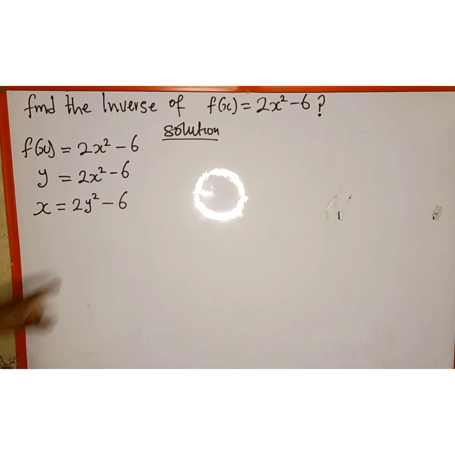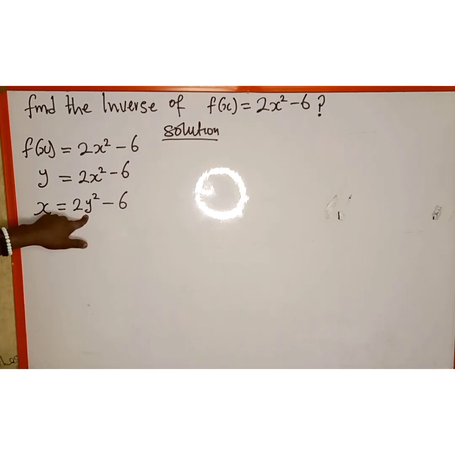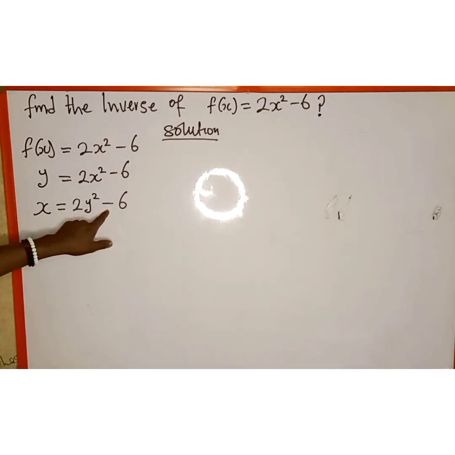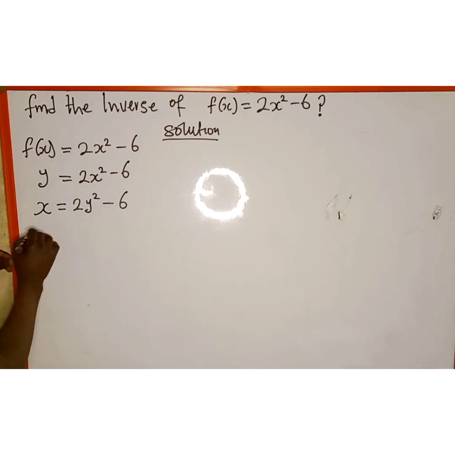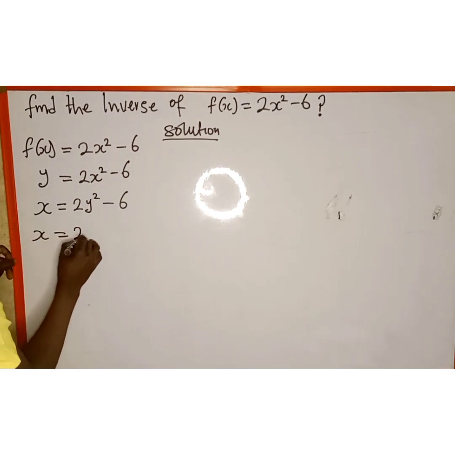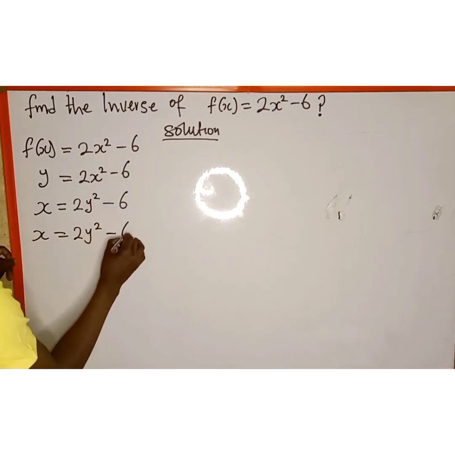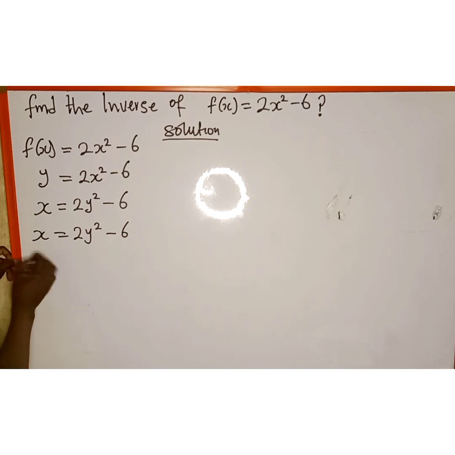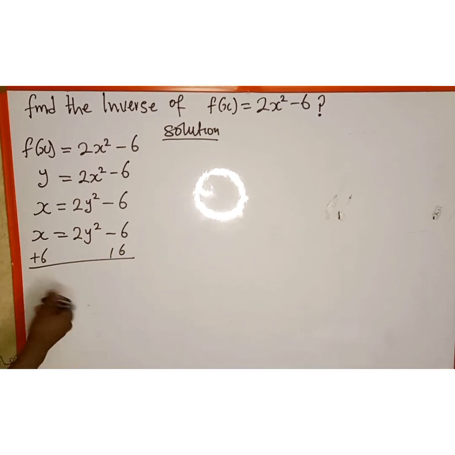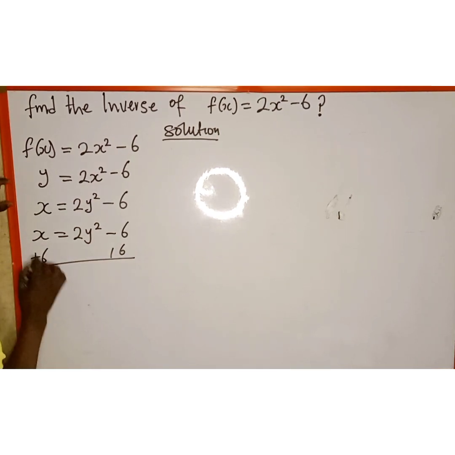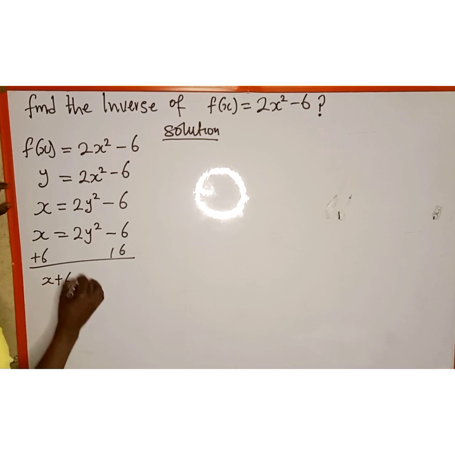So the next thing for us to do is to make this y here the subject of the formula. So let's add 6 to both sides so that we can eliminate this negative 6. So we are going to have s is equal to 2y squared minus 6. Then add 6 to both sides. We are going to have positive 6 here and positive 6 here, so that our new equation is going to be s plus 6 equal to 2y squared.